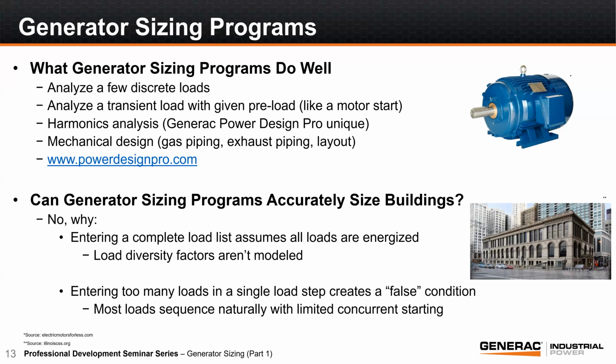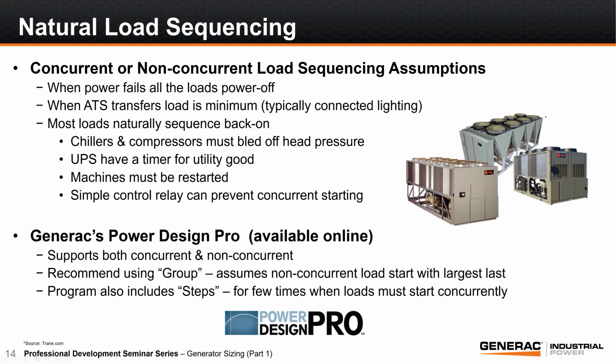And that software that we've been talking about, Power Design Pro, can really help with mechanical designs, meaning it will help you show options for gas piping, exhaust piping, and even help with layout, meaning you can put the generators in this layout tool to show you what kind of footprint you will need for the number of units that you will be using.